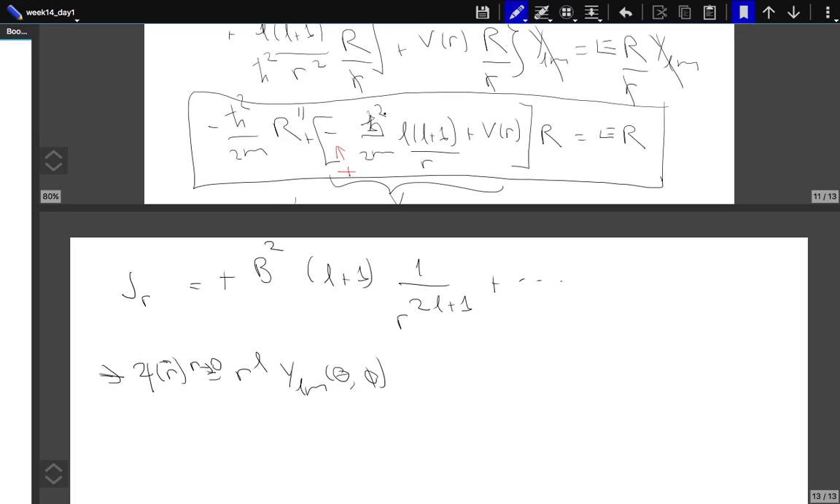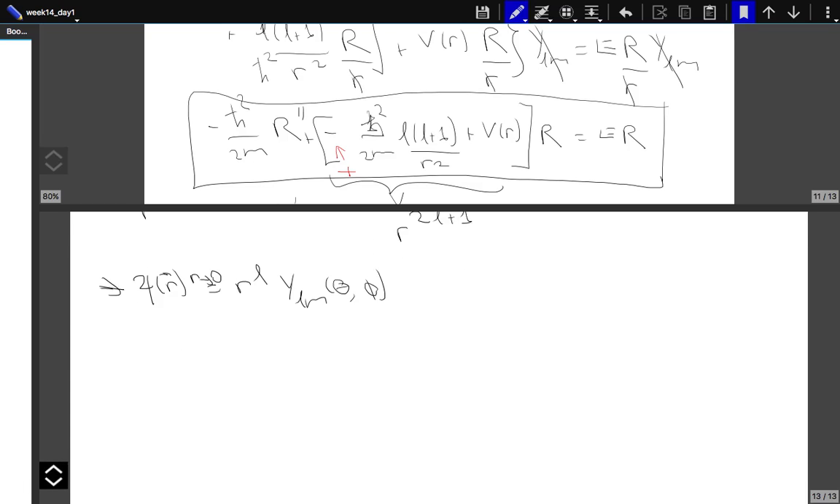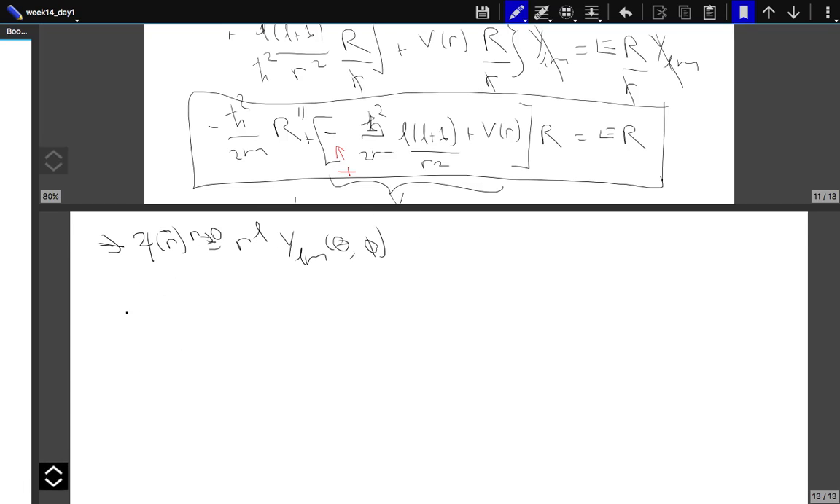Well, you see, as r goes to infinity, we can look for potentials that go to zero. V of r goes to zero. The 1 over r squared term goes to zero. This term will also go to zero. So at infinity, minus h bar squared over 2m times R double prime should be equal to E times R.